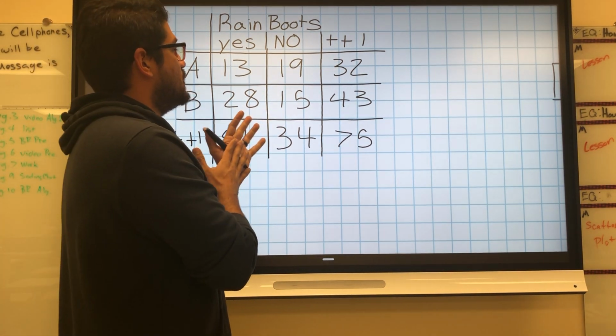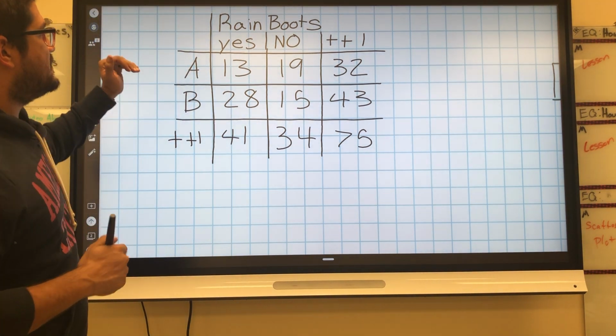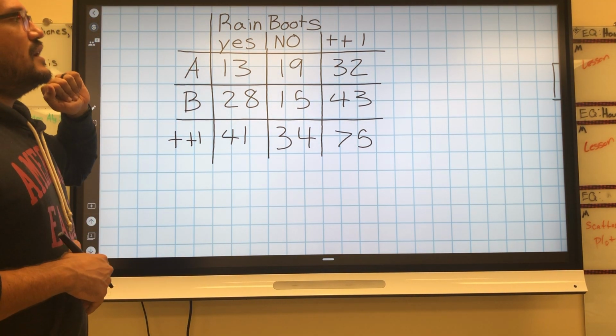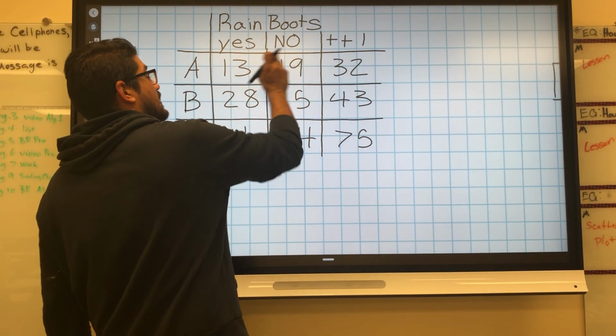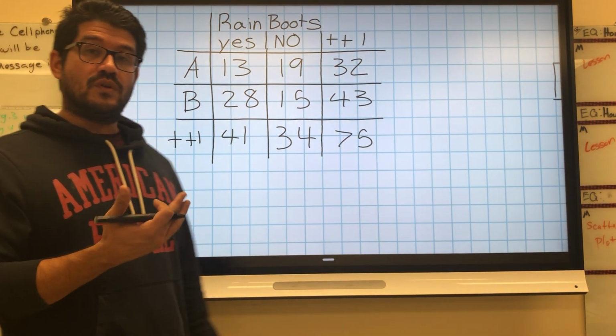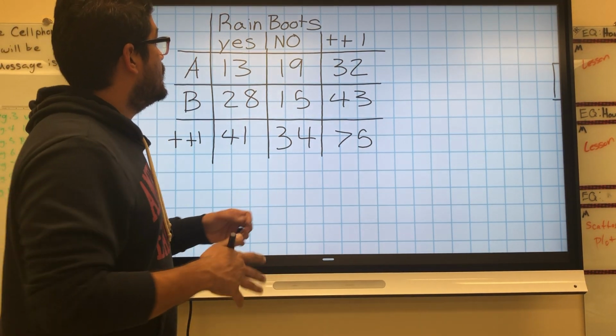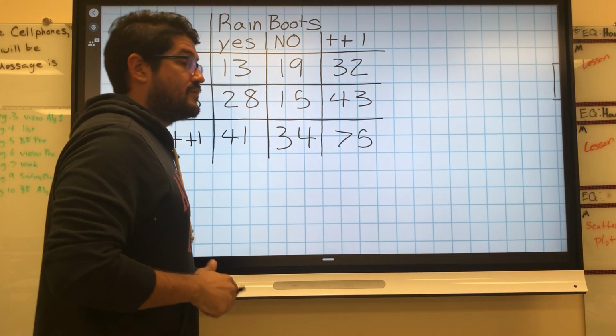The second thing you're gonna be doing is answering questions about it. So if I said, how many people in city A said no to rain boots? You have to figure out where that is, and that's right here, 19. What if I said, how many people said no in total of both cities? Where is that? Well, people that said no are here, so the total is this 34 down here.